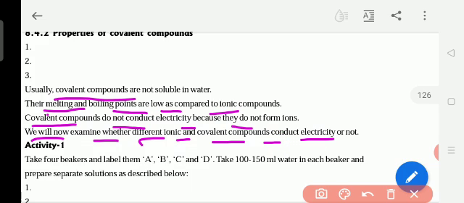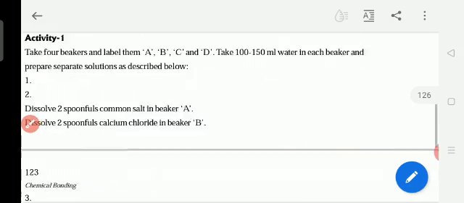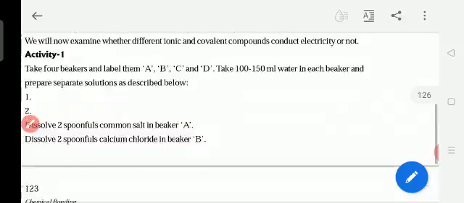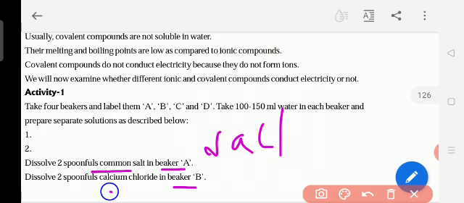So we will see now whether ionic and covalent compounds can conduct the electricity or not. Here we will take four beakers, label them A, B, C and D. Take 100 to 150 milliliters of water in each beaker and prepare separate solutions. So we are taking water in four beakers. In beaker A we are keeping the common salt, NaCl, and in beaker B calcium chloride, CaCl2.